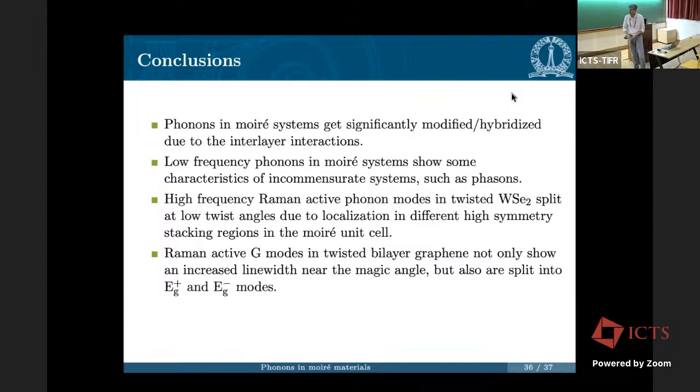So to conclude, what I've shown you is that phonons in Moiré systems can get significantly modified and hybridized because of interlayer interactions. I showed you low frequency phonons, and there are some interesting new effects like phasons which show up in these systems. And both the high frequency Raman modes in twisted WSe2 and the Raman active G modes in twisted bilayer graphene not only show an increased line width, at least in the graphene that's what we calculated, but also they split because the modes coming from different regions actually have different energies.